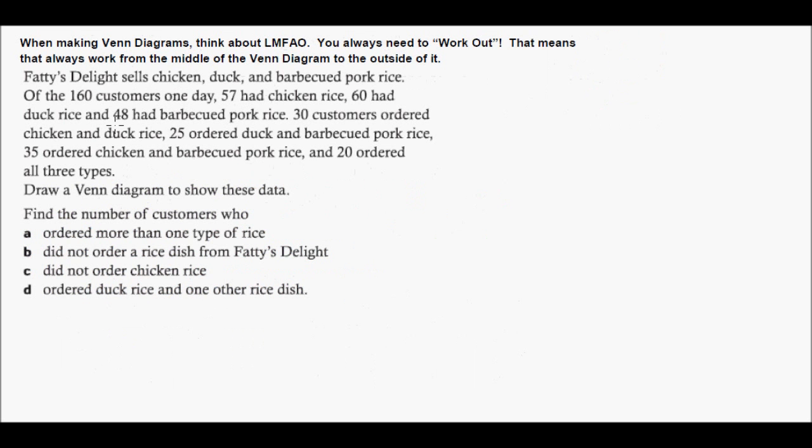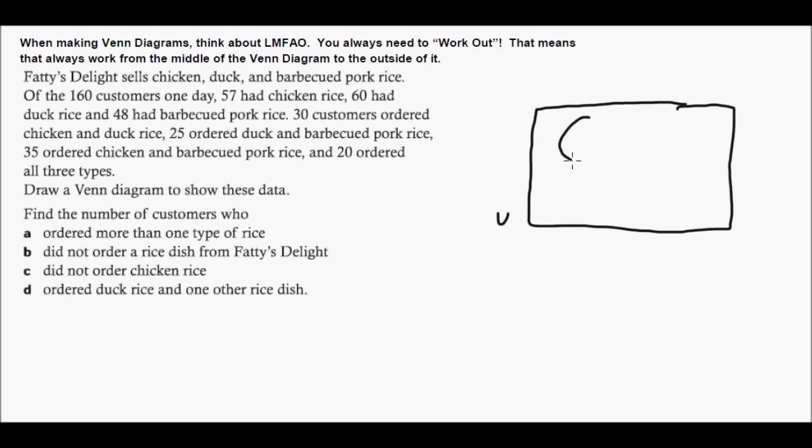Okay, so I said this before, but it bears repeating. When making Venn diagrams, think about LMFAO. You always need to work out, which means you always work from the middle of the Venn diagram to the outside of it. So we're going to make a Venn diagram for this data here. I'll make it nice and big and not very neat. Always make sure you draw your rectangle around that. Believe it or not, in every mark scheme that's worth 1 point. And I have kids who just won't do that, and they get dinged every time.